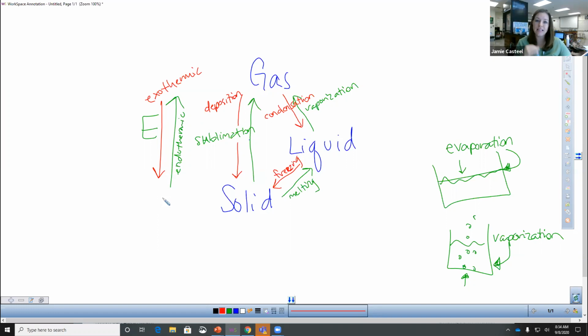And endothermic is when it's going from a low energy state for the particles to a higher energy state. So they're moving more if it's endothermic. If it's exothermic, you're slowing them down, okay? Take a minute and write down any questions you might have.